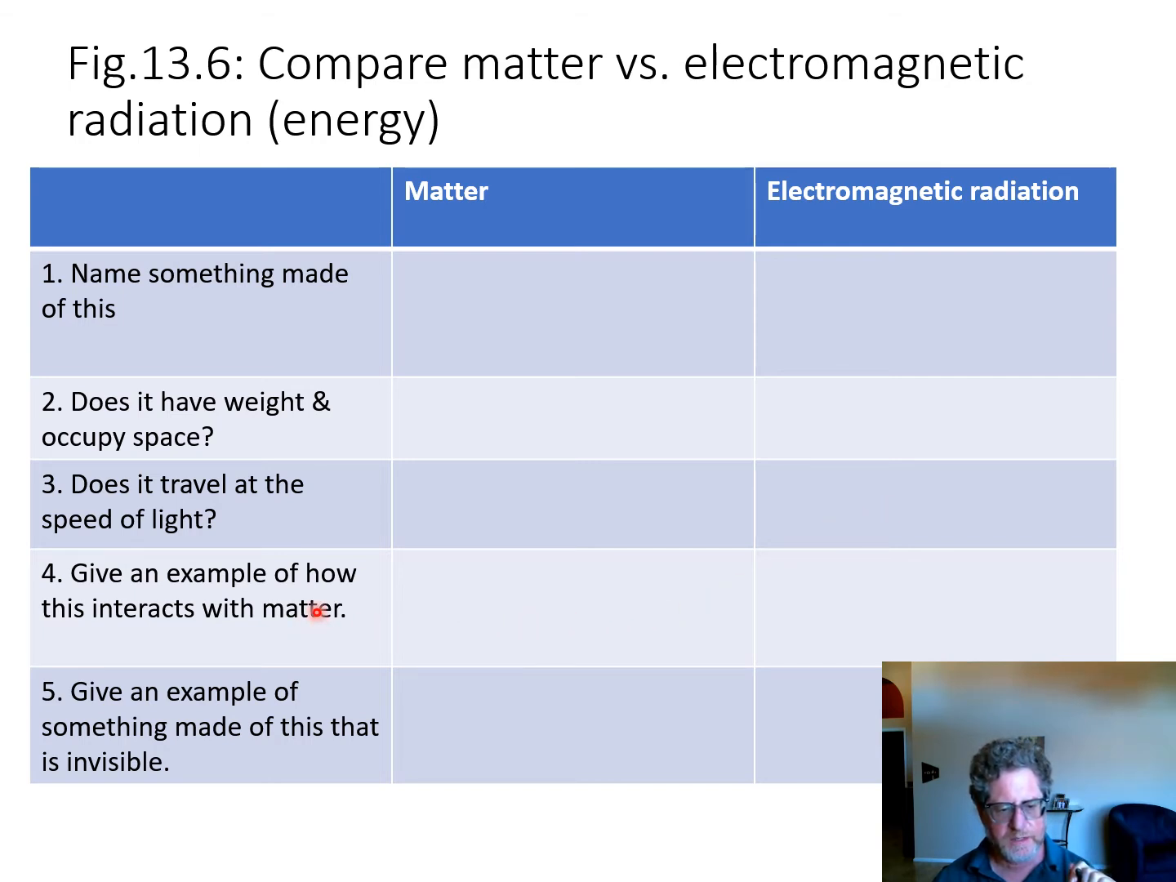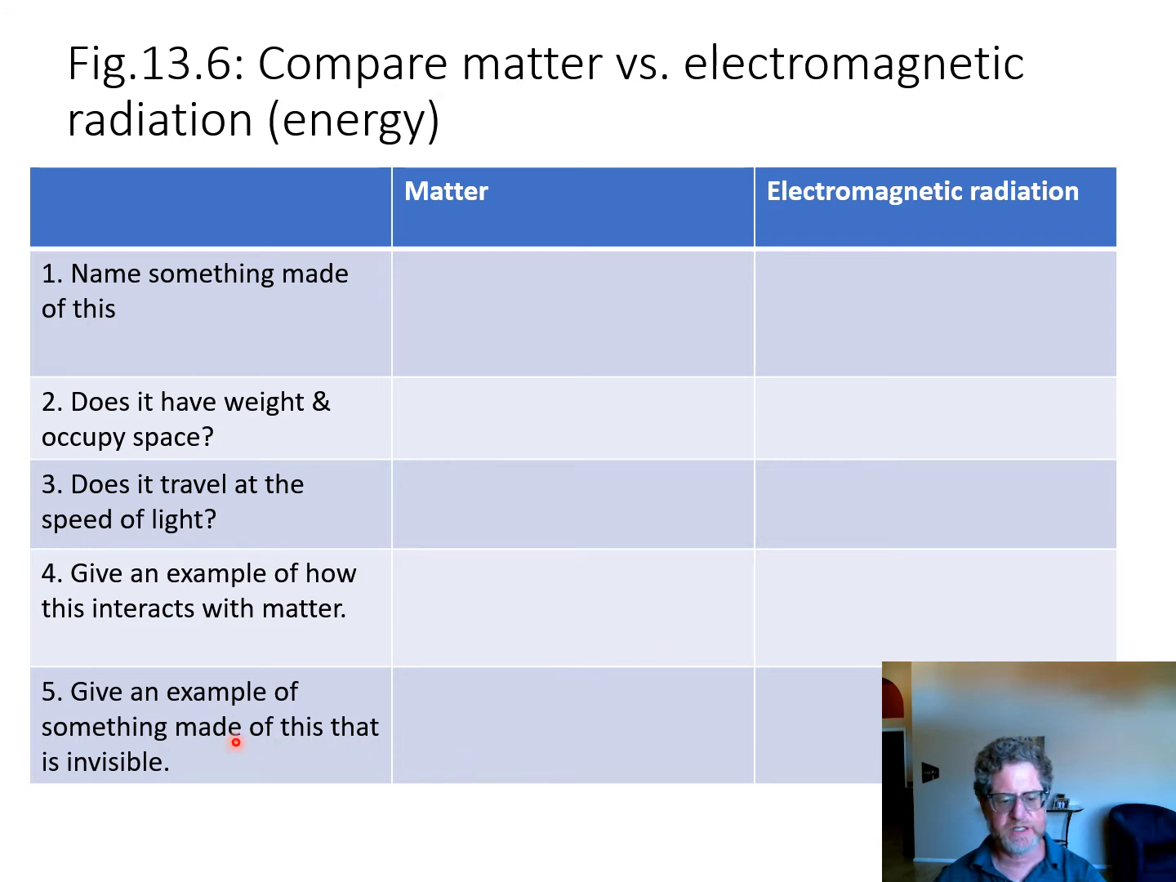Give an example of how it interacts with matter. So if I have the pen in my hand, I can hold on to that pen. Electromagnetic radiation, if I'm out in the sun, I can feel the sun warming up my arms. If I put some water in the microwave, I can heat up that water with the microwave. So even though it's just radiation, it interacts with matter.